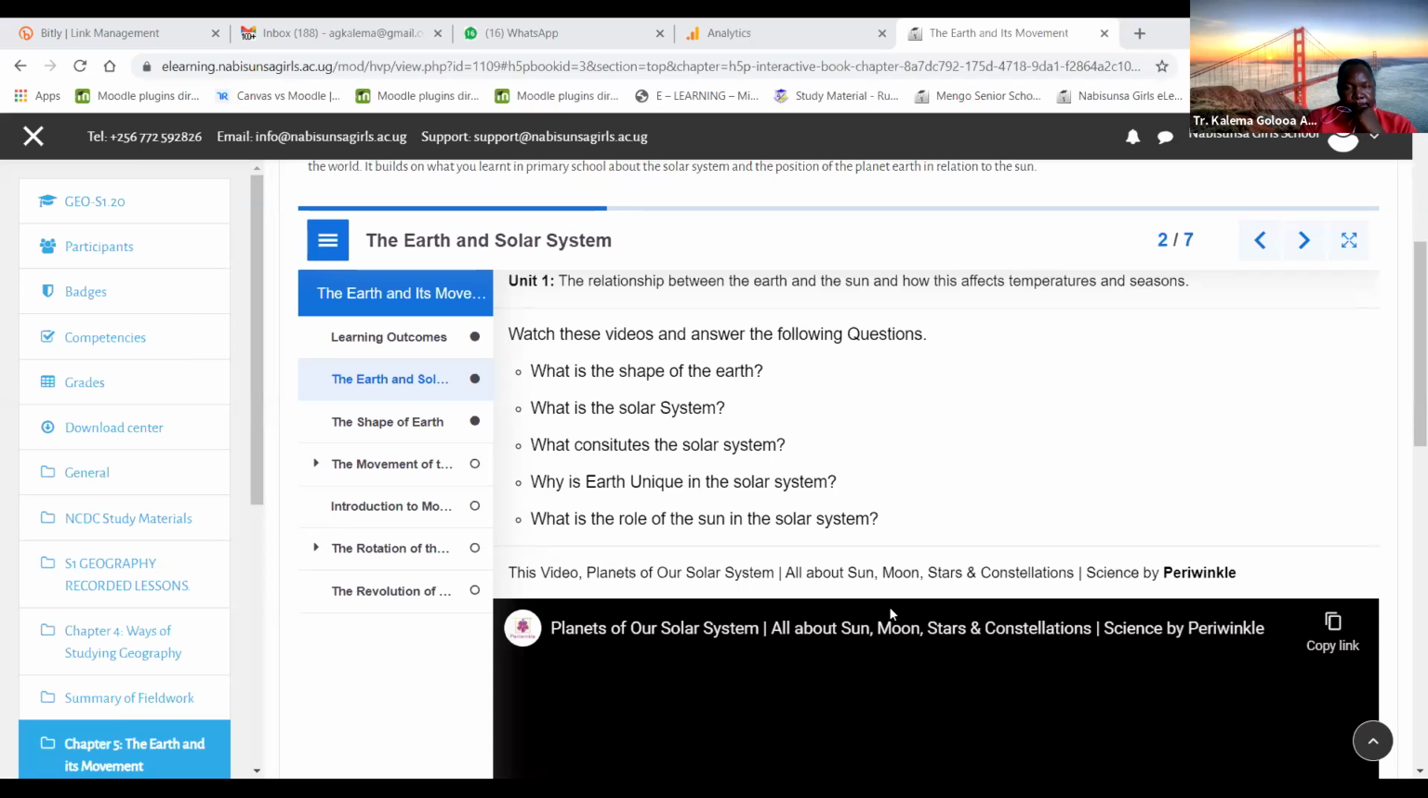I think I can still try the shape of the earth. No problem. You had gone to that level or you already knew it? Oh, I had already learned it in primary. Okay, great. Let's move on.